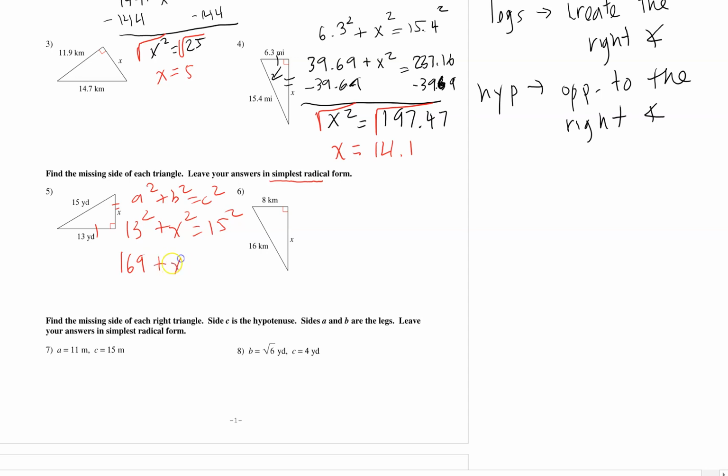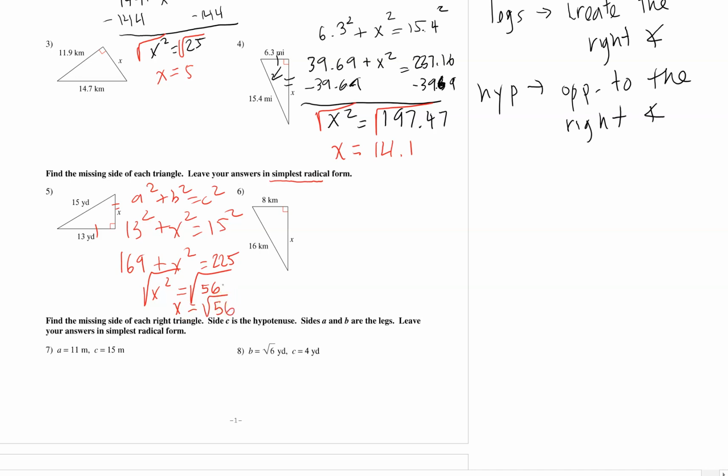And then plus the x squared, and that's going to be 15 squared, that'll be 225. You're going to subtract the 169 on both sides. That should net you x squared is equal to 56. And then keep in mind, you're going to be tempted to put radical 56 into your calculator and shoot out a decimal, but you can't do that. Since they're asking you for radical form, your answer is going to be x is equal to rad 56.